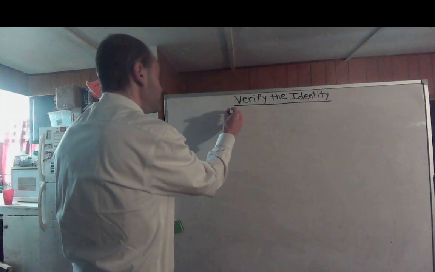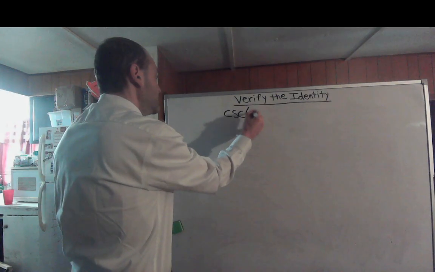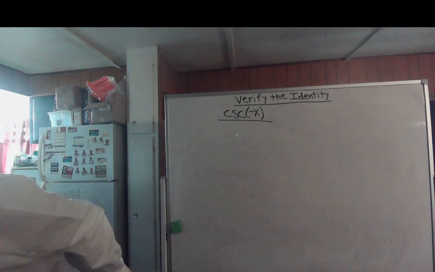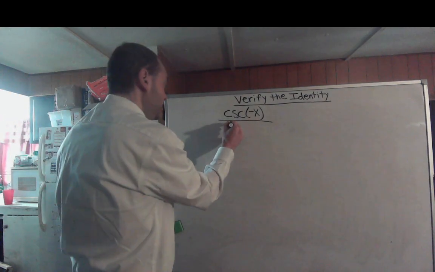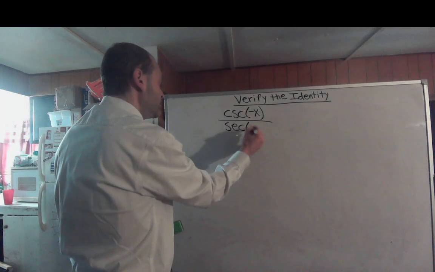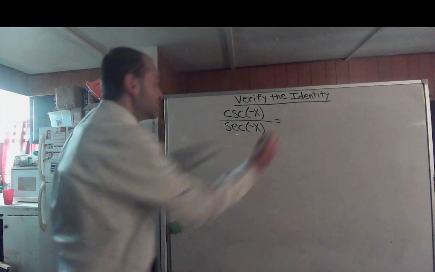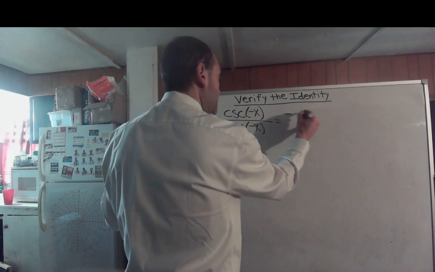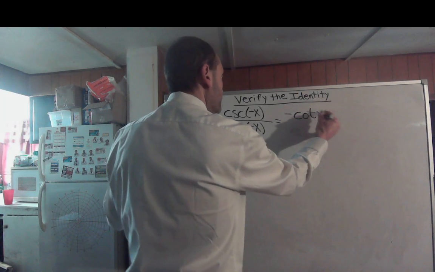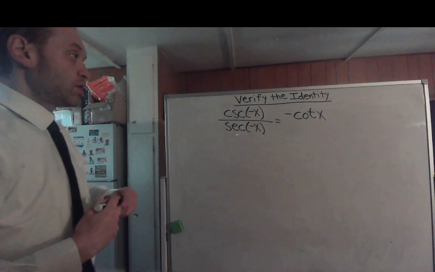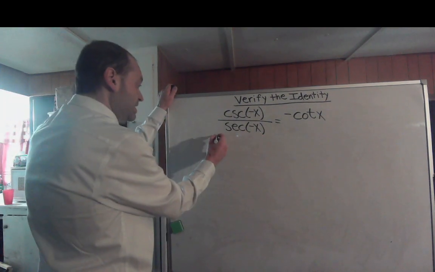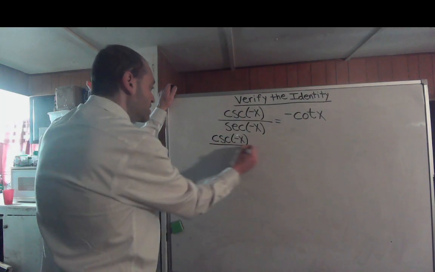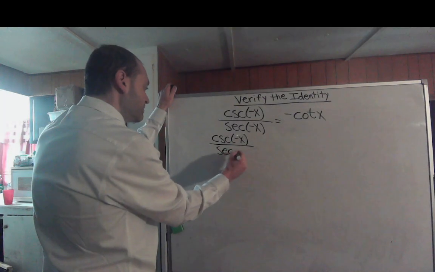So we have the cosecant of negative x all over the secant of negative x. We are being asked to verify that that equals the negative cotangent of x. Alright, so let's write out the left-hand side again. So we have the cosecant of negative x all over the secant of negative x.